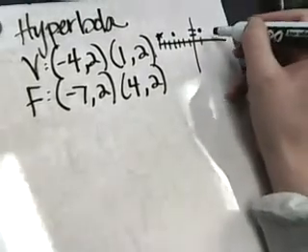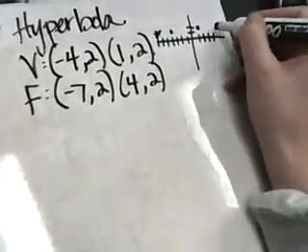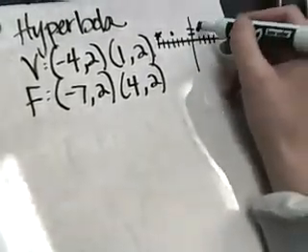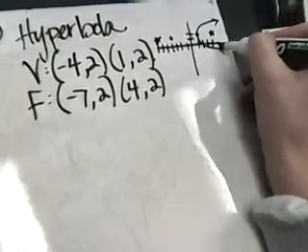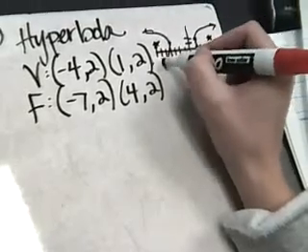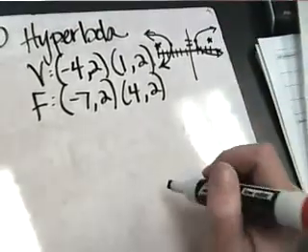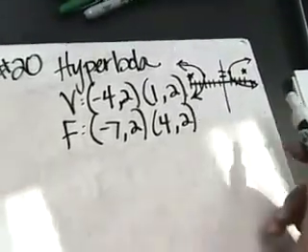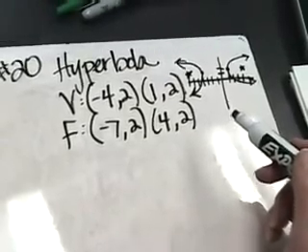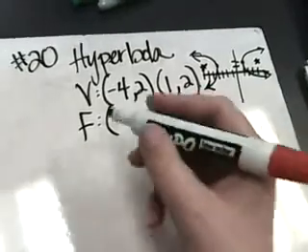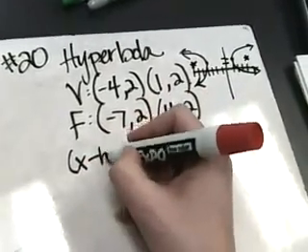Remember, that's just your foci, so I use a star. My vertices should swallow up my foci, so it should look something like this, or at least that helps us know the direction. Notice these are opening left and right, so that means my form, if you look at a hyperbola, has to be horizontal axis, meaning it has to look like this.